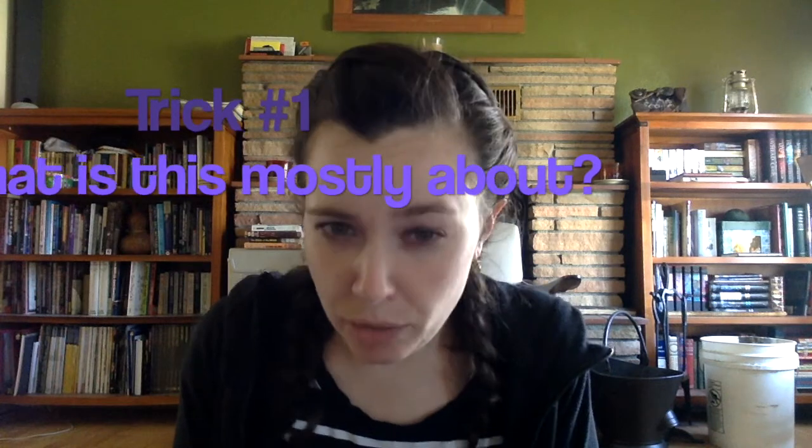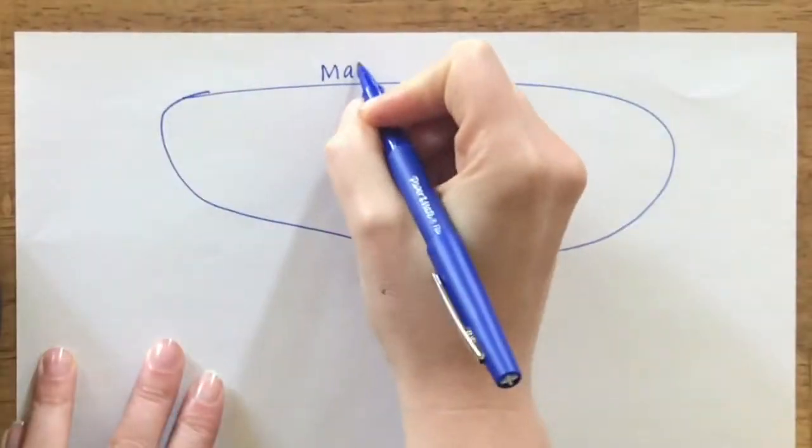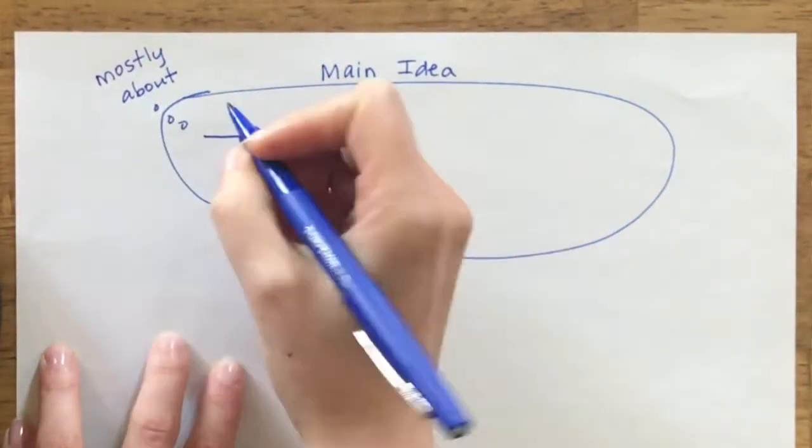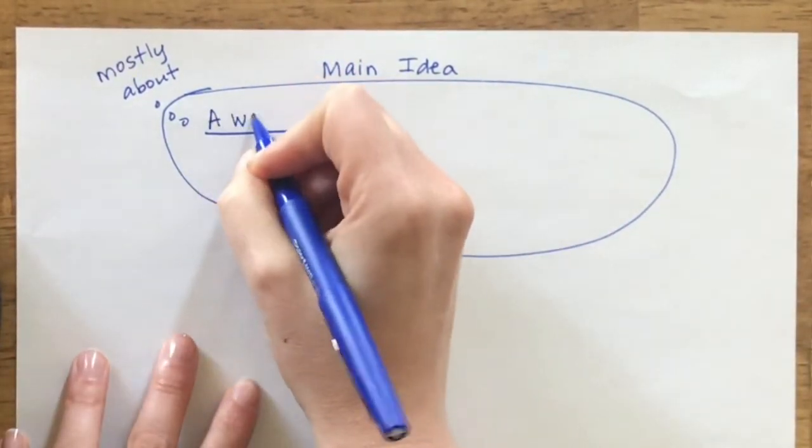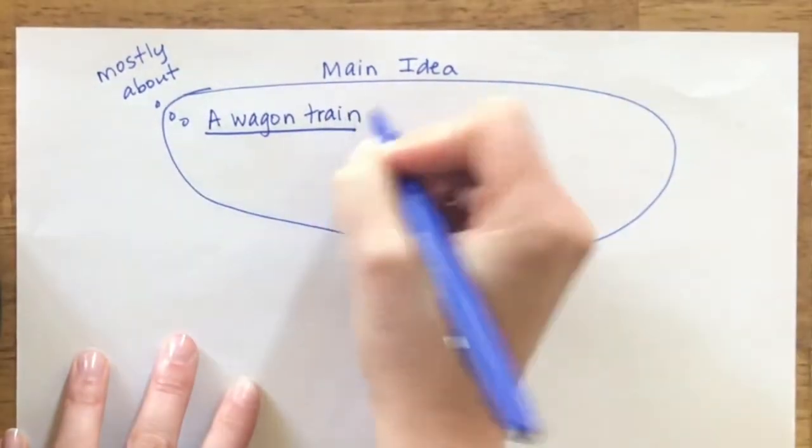The first trick is to start by asking yourself the question, what is this even mostly about? And your answer can be 1, 2, or 3 words. So what is this section mostly about? It seems like this section is mostly about wagon trains. So I'm going to add that to my main idea map.